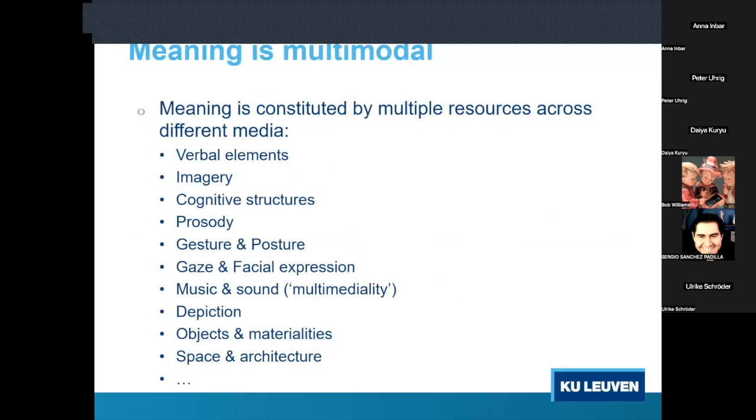So meaning is multimodal, and by multimodal we mean that the elements of meaning, the interpretation, does not just reside in the verbal elements, be they words or parts of words or sentences or texts or books. No, other resources like imagery, cognitive structure, prosody, gesture, posture, gaze, depiction, materiality, space and architecture, they all play or can play a significant role in the process of meaning making.